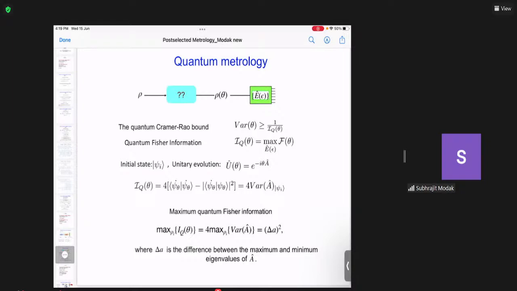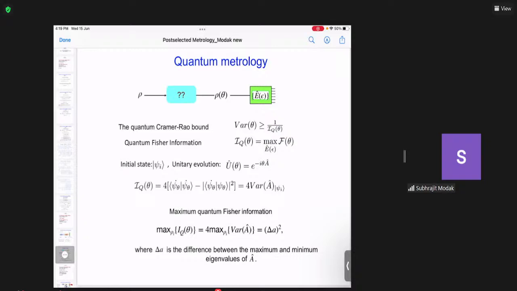So now I will show you what is this notion called post-selected quantum metrology. But before going to post-selected metrology, you can see one thing. In the expression I_Q(θ), look at the extreme right-hand part. It's 4 times the variance of the system observable with respect to the initial state. So now you can see that whatever optimization you do, you can't beat this variance.